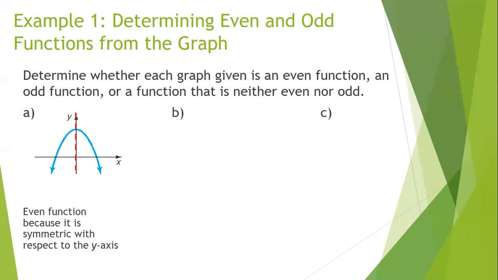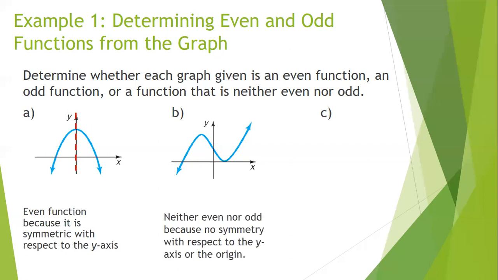Because it has that symmetry with the y-axis. Make sense? Okay, let's try another one. This one, we're going to check for even. Does my y-axis evenly divide it? No. Does it have origin symmetry, meaning that if I was to rotate this, would it be the exact same graph? No. Those two things are your quick check on whether it can even be even or odd, okay? And because it does not pass either test, then it is neither even nor odd. There's no y-axis symmetry and there's no origin symmetry.